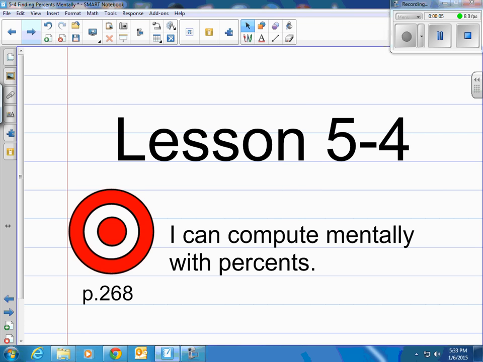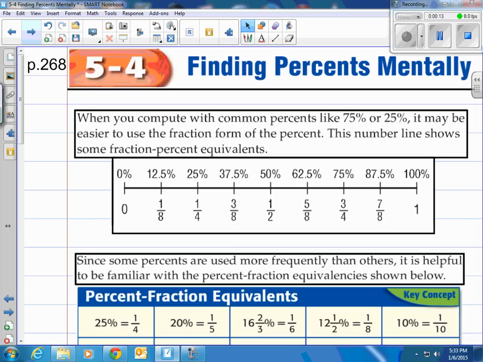This is lesson 5-4 in our textbooks on page 268, and the target is I can compute mentally with percents. That's right. Who needs a calculator when you have a brain? When you compute with common percents like 75% or 25% or throw in 50% for all I care, it may be easier to use the fraction form of the percent.